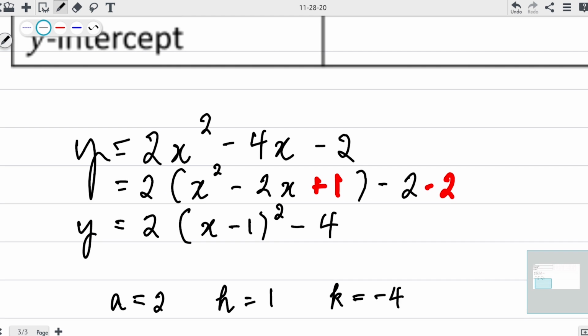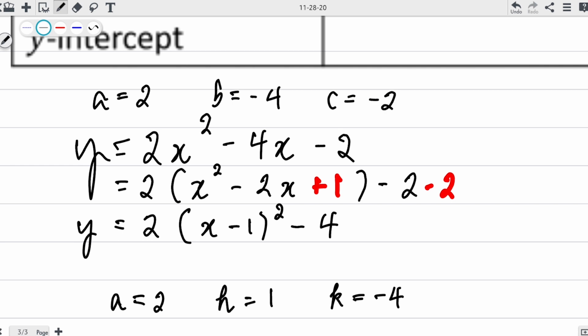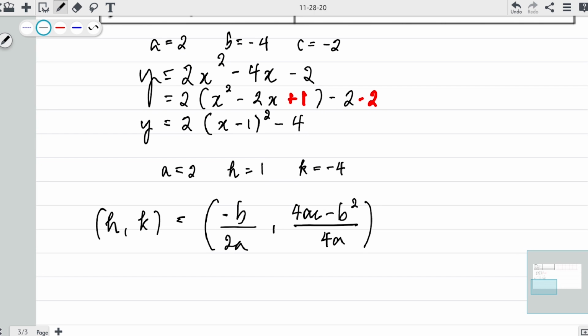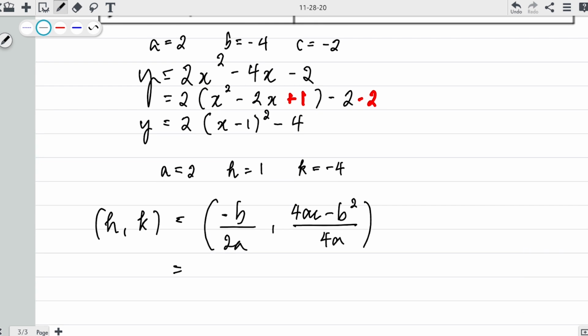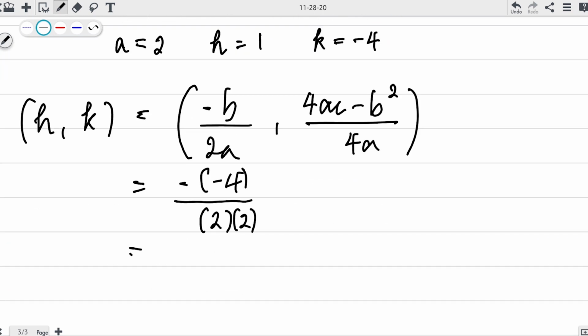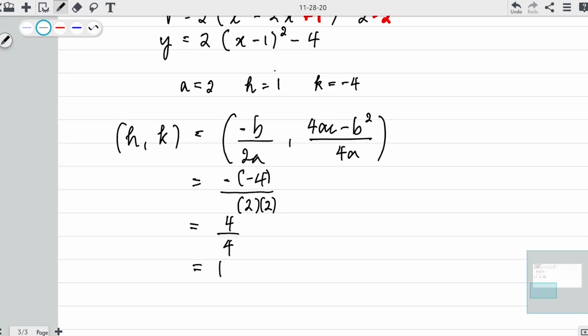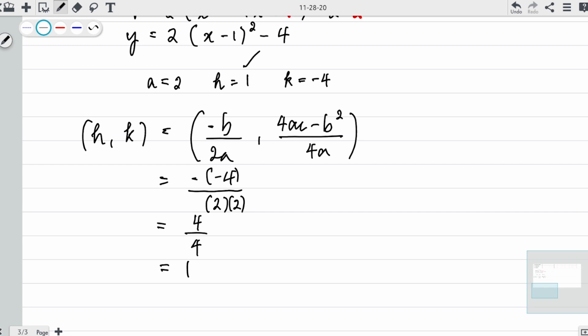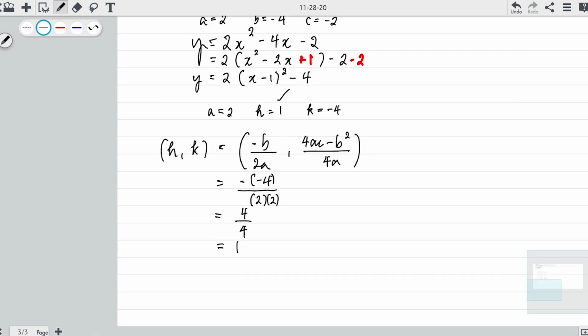So from the equation above, your a is equal to 2. Your b is equal to negative 4. And your c equals negative 2. Now let's substitute. Your h is negative b over 2a. So negative b, we have negative of negative 4 divided by 2 times 2. And negative times negative is positive, 4 over 4. We'll get 1, which confirms this one.